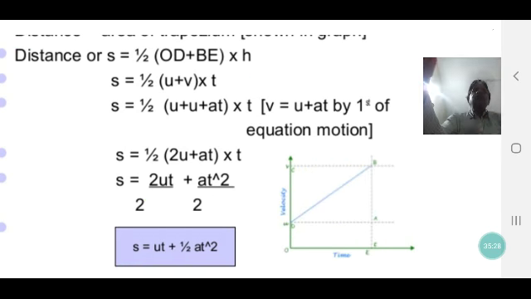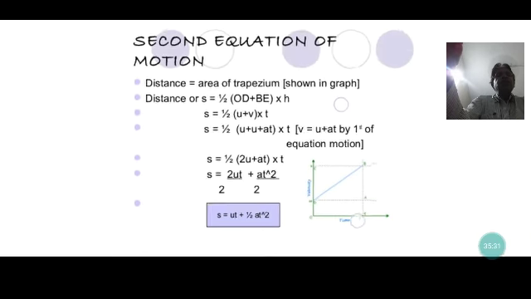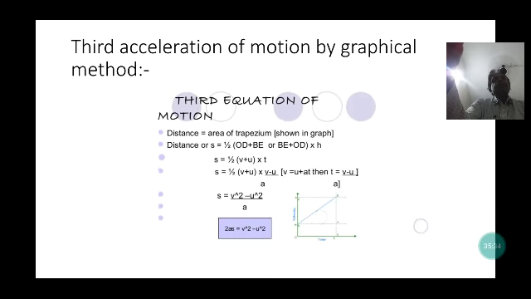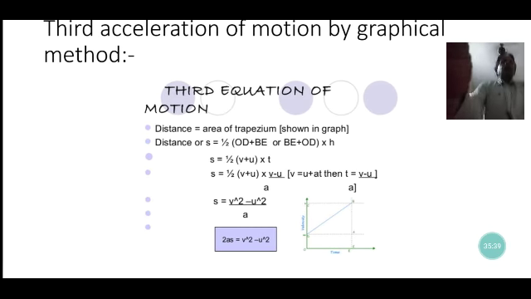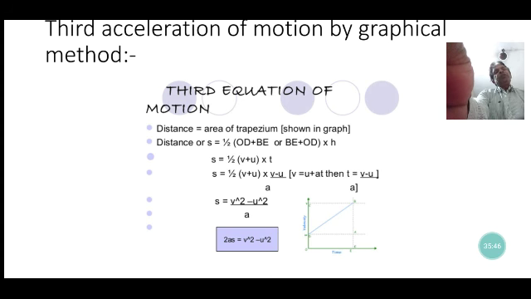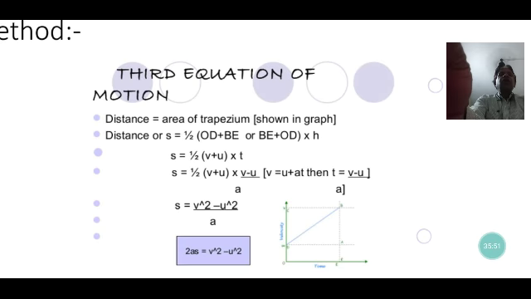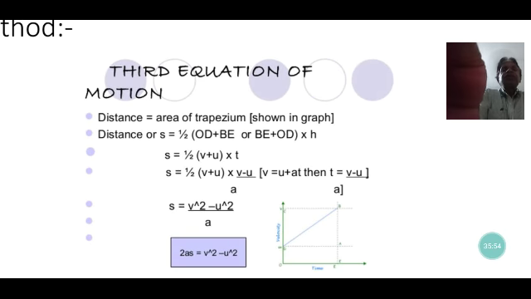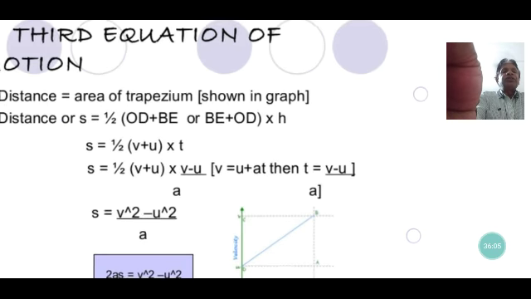Now the third equation of motion is also calculated by the velocity time graph. All this graphical method is applicable only if the object is moving with constant, uniform acceleration. Now look here. For the third equation, the magnitude of displacement is equal to the area of the trapezium under the velocity time graph. This is the velocity time graph.